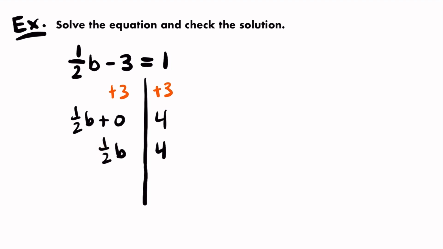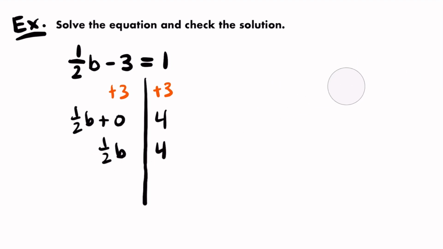And if you remember, dividing by a fraction is the same as multiplying by the reciprocal, which is when you flip the numerator and denominator. So the reciprocal of 1/2 would be 2 divided by 1, which is just 2. So dividing by 1/2 would be the same as multiplying both sides by 2.